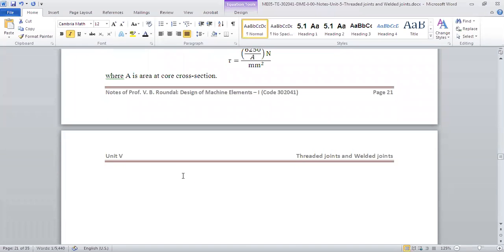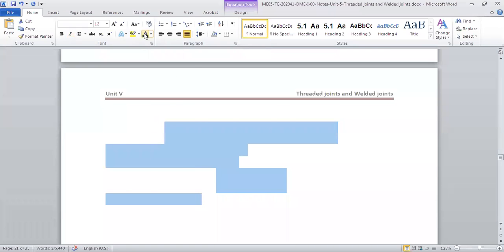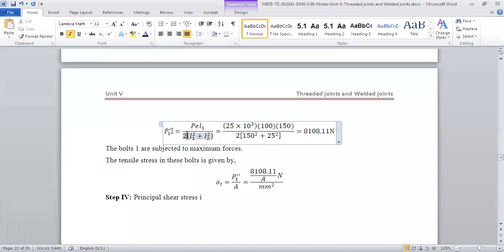Now we have to find out the tensile stress. How can we find the tensile stress? It is by using the formula we have just seen. P1 double dash is the tensile load in bolt 1. So P is 25 into 10 raised to 3, multiplied by 100, multiplied by 150, upon the sum of these distances squared. There are four distances: 150 square plus 25 square plus 150 square plus 25 square.